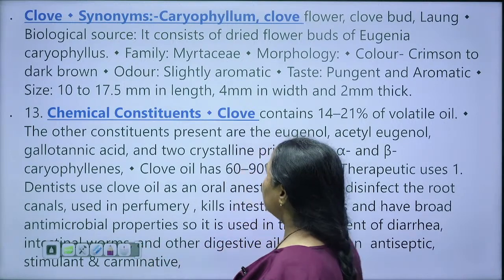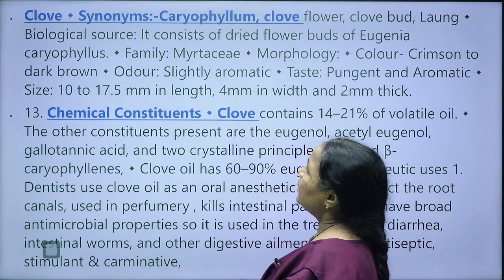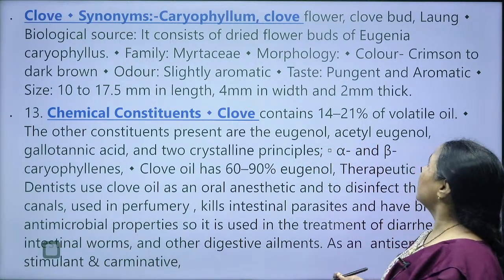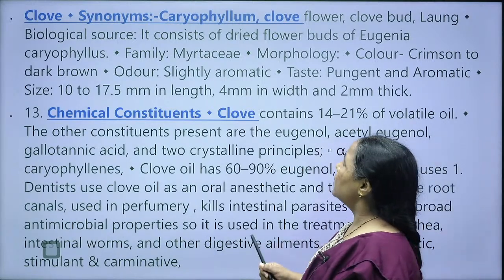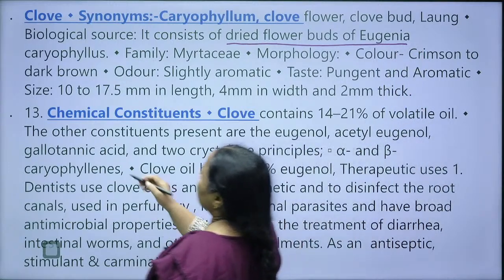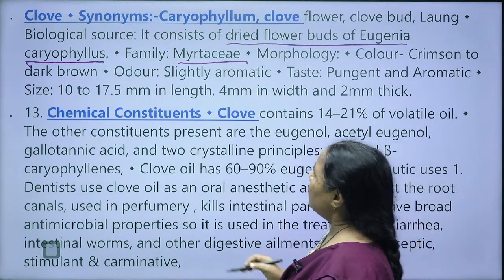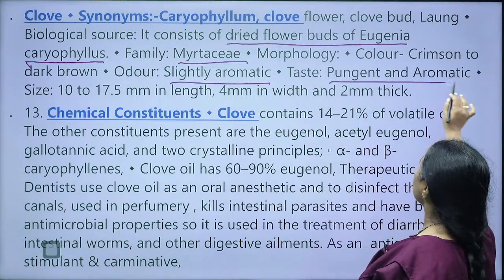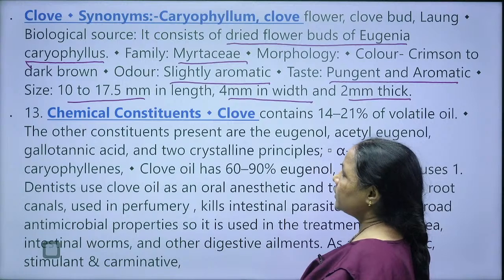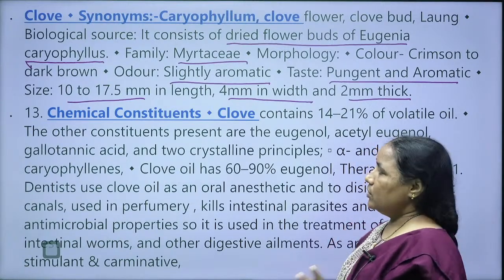The clove is one of the drug plant materials which has been used as a GI regulator along with being a carminative. The synonyms include caryophyllum, and it consists of the clove flowers, that is nothing but clove buds. The biological source consists of dried flower buds of Eugenia caryophyllus, family Myrtaceae. The morphology is crimson to dark brown, the odor is slightly aromatic, and it has a pungent aromatic taste. Size is from 10 to 17.5 mm in length, 4 mm in width and 2 mm in thickness. Adulterated cloves can be easily identified based on the morphology of these cloves.